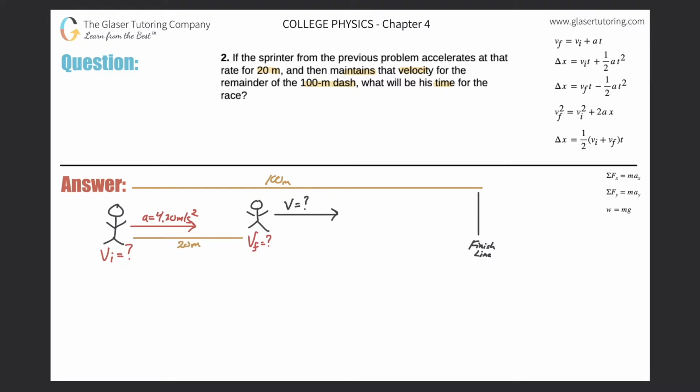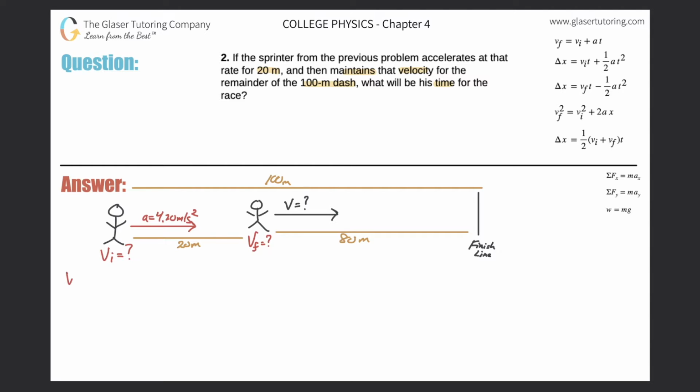And just a quick thing, if the total distance of the 100-meter race is 100 meters and he maintains that acceleration for 20 meters, then that means that the remaining displacement here in which he has a constant velocity is 80 meters. All right, so first let's start trying to figure out some times and velocities in this particular part of the problem.